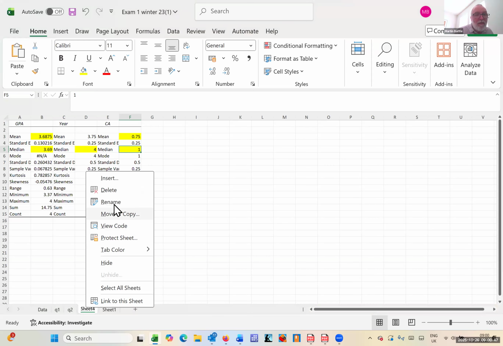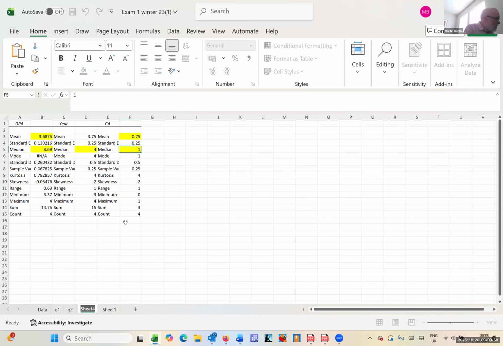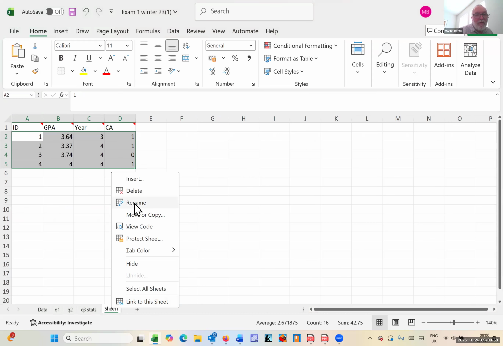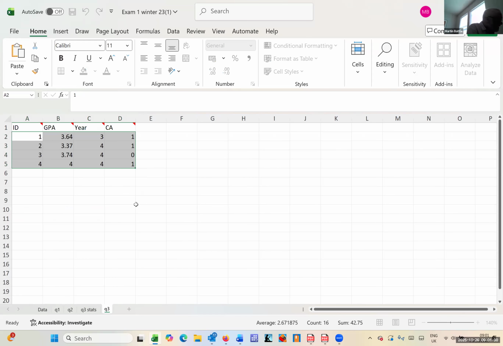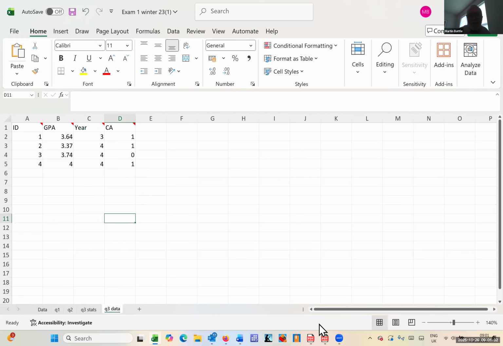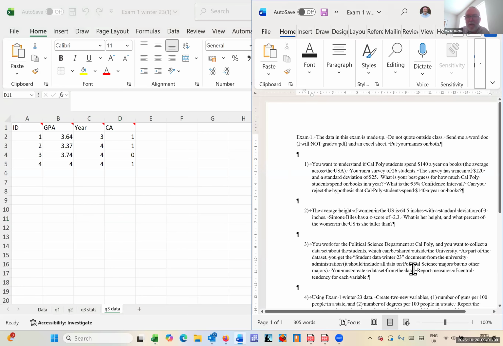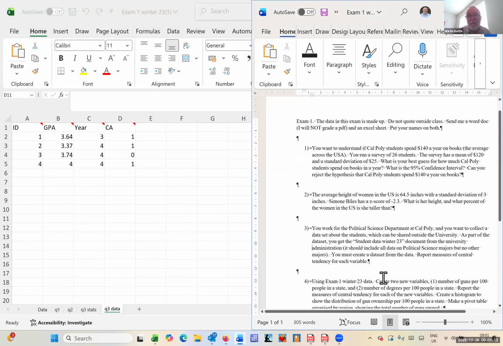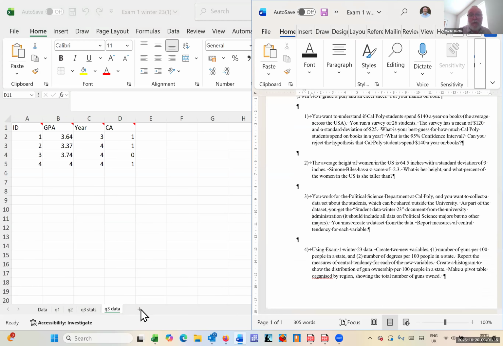So this is rename Q3 stats. And this is rename Q3 data. All right, is that all I needed to do on that? Let me click on exam. As part, you get student data, create a data set, report measure of central tendency. Yeah, that seems good. All right.